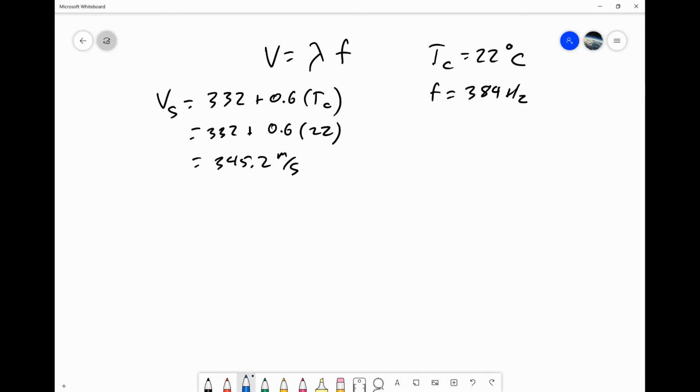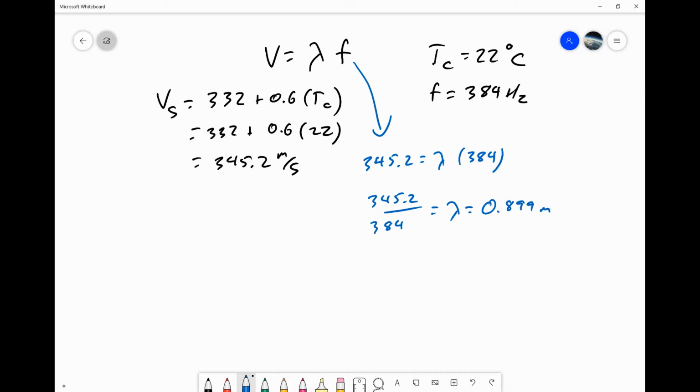So now we've got enough to plug into this equation here, because we know 345.2 is equal to wavelength times 384. So in this particular case, the wavelength is 345.2 divided by 384, which is equal to 0.899 meters. From here, we can start to figure out the harmonics.